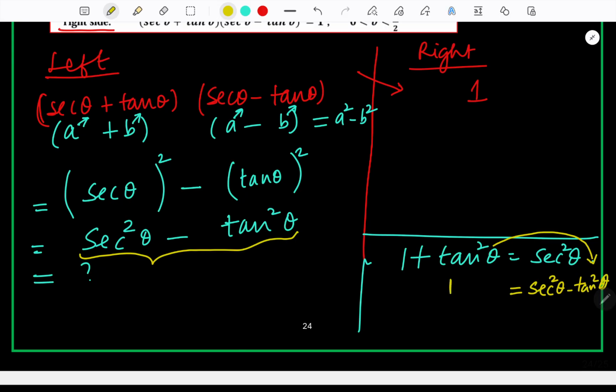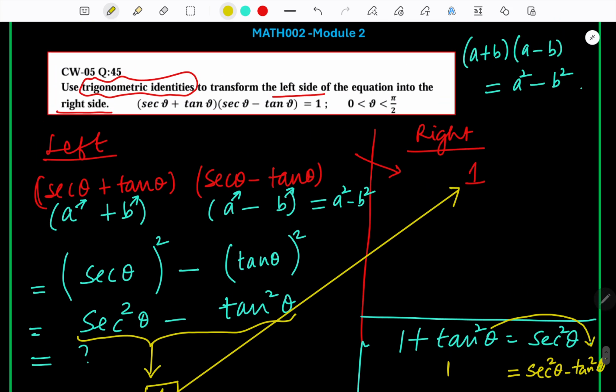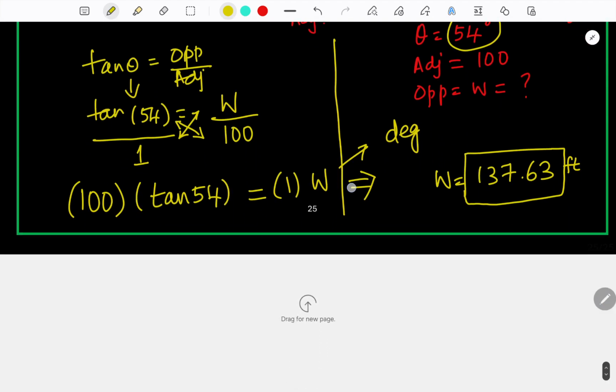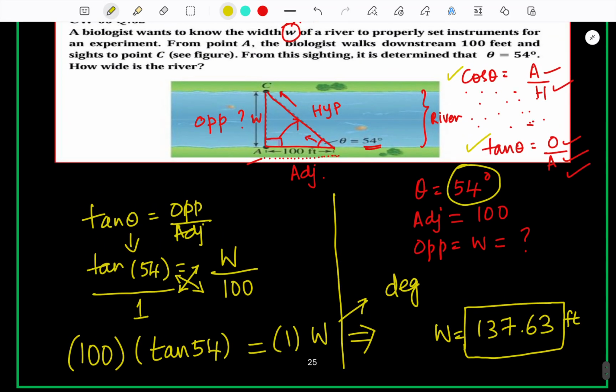And the left side is equal to what? 1. So secant square theta minus tan square theta is equal to 1. And look, the right hand side is equal to 1, right? So therefore the left side is equal to the right side. We took the left, proved this is 1, and this is equal to the right hand side. Clear? Right. So now this finishes your 6.2.